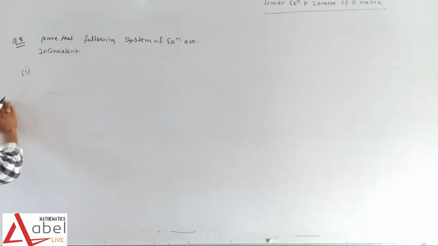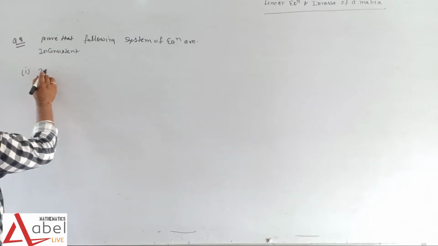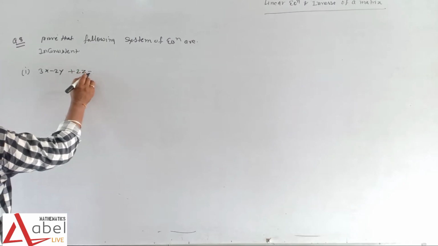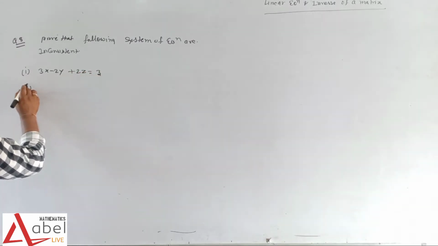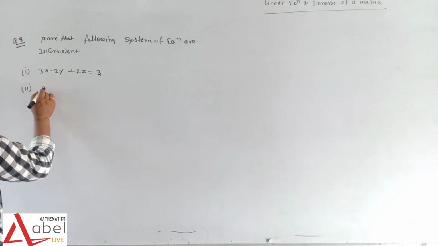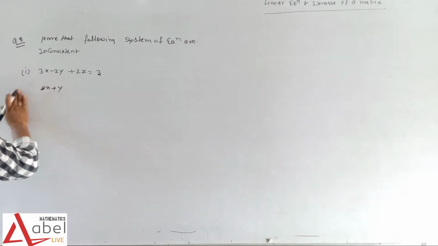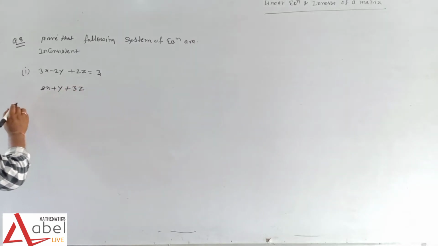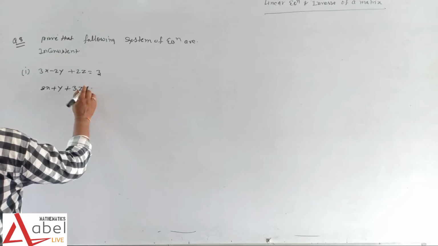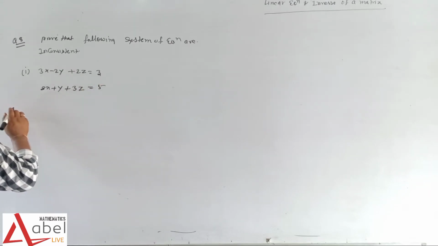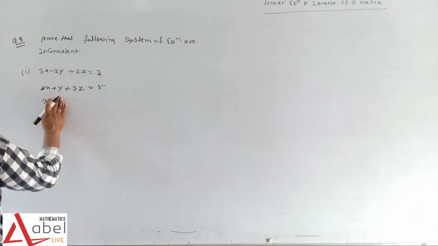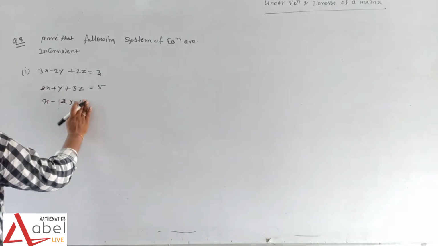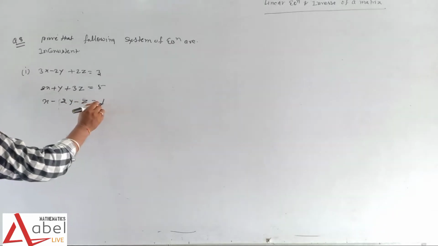So there are three equations. First is 3x minus 2y plus 2z equal 3, and second one is 2x plus y plus 3z equal 5, and the third equation is also given, that is x minus 2y minus z equal 1.